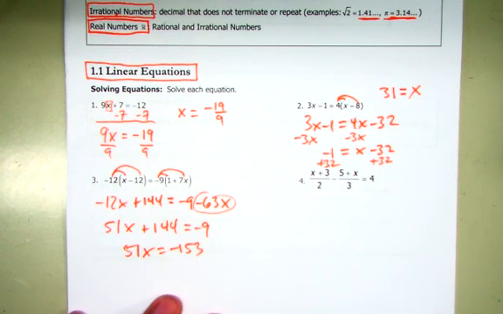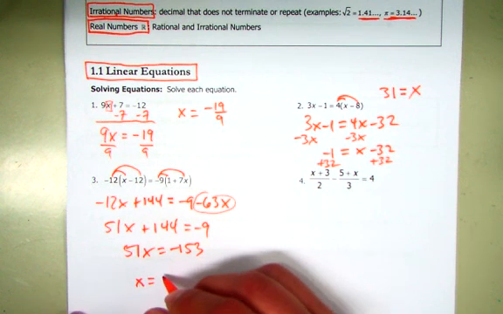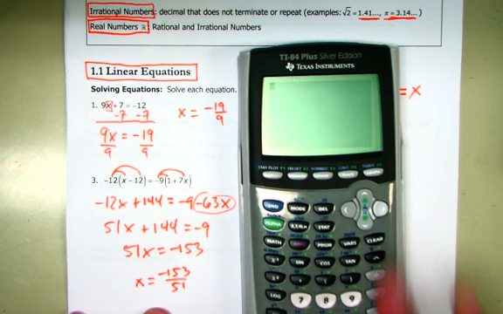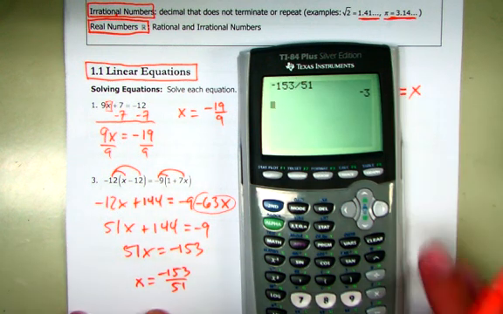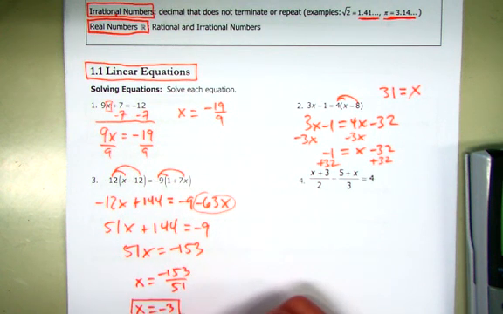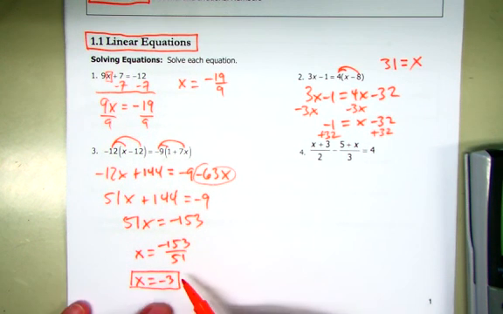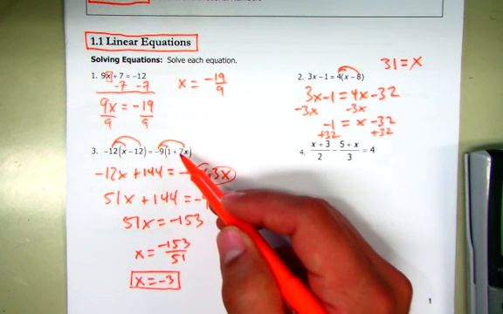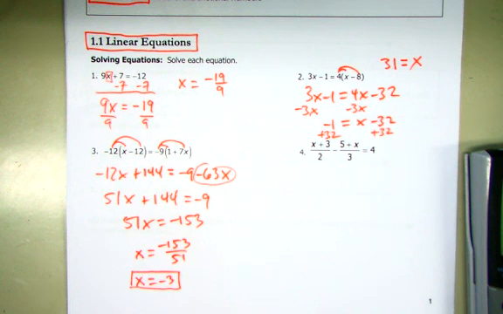And then from there, the last step would be to divide by 51. So if you do that on both sides, you get negative 153 over 51. And now I would just make sure, oh, that actually reduces to a nice answer. So this is x equals negative 3. And again, if you take that, plug it in to x, store it into x, type the left side, type the right side, you should get the same thing on both sides. Last problem.